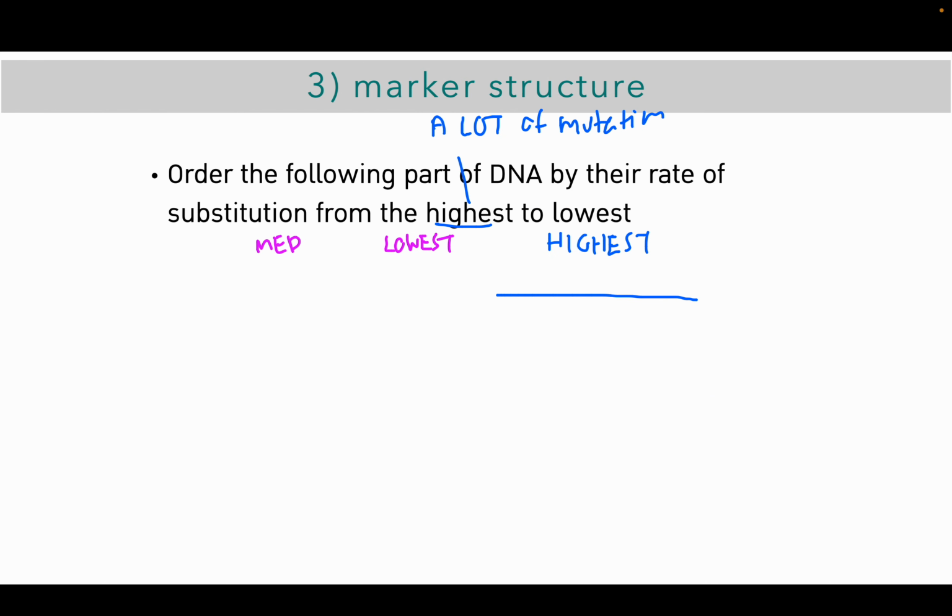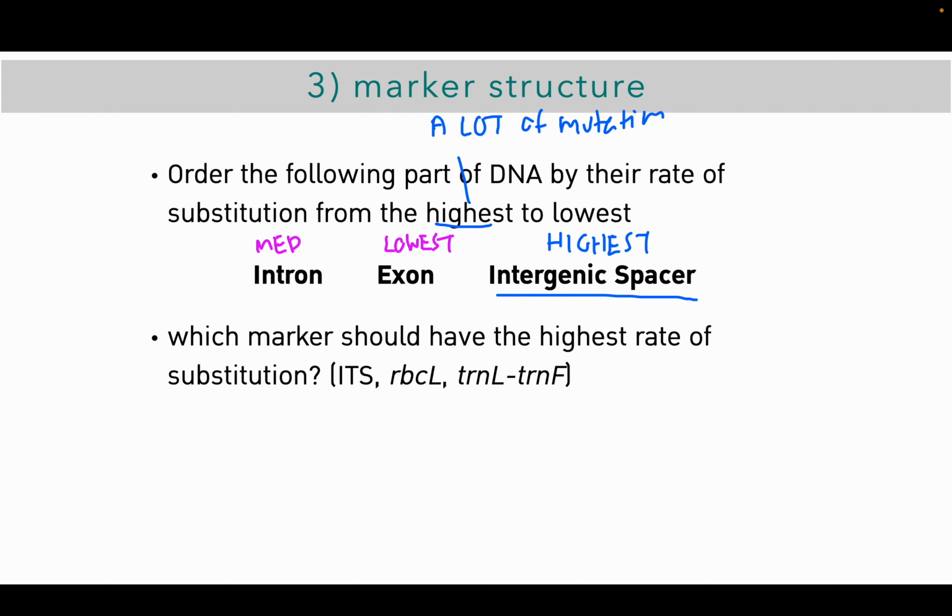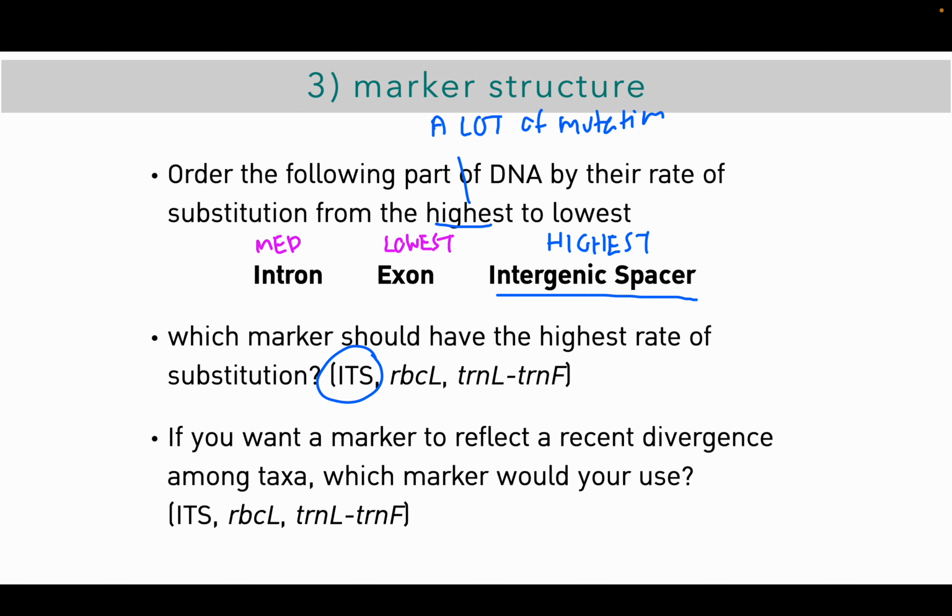Okay, sorry. So highest mutation rate goes to ITS. And the last question, all right, so if you want a marker to reflect a recent divergence, something that recently changed, quick, fast evolution, which one would you use? The one with the low mutation or the fast mutation? Fast mutation, you want ITS. Now you know how to set the marker.